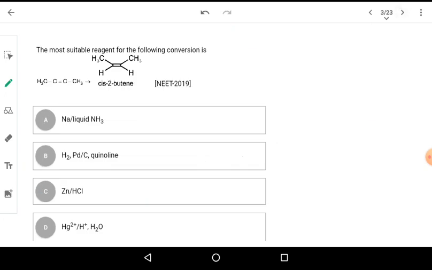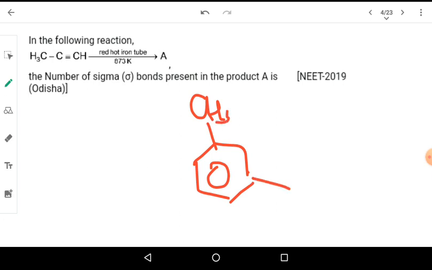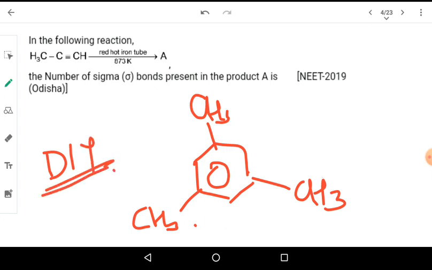Now let's move on to the next question, which is a theoretical question. We have to create cis-alkene. Cis-alkene is created from alkyne, so we have to use Lindlar's catalyst, that is hydrogen in the presence of palladium or quinoline. Now here we have to calculate the number of sigma bonds present in the product A. So what will be the product? The product is not benzene. We will be getting 3 CH3 groups as well. This is the product that we are getting. You have to calculate the number of sigma bonds over here. So that is a DIY for you. You have to comment the answer below.